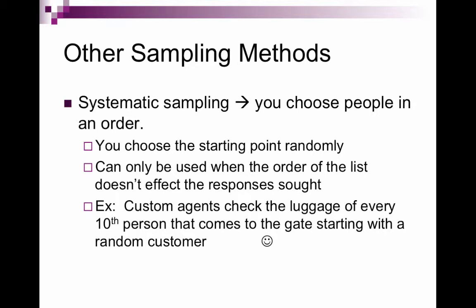For example, customs agents check the luggage of every 10th person that comes to the gate, starting with a random customer. So they randomly decided to start with the 7th person, so then they're going to check every 10th person after that. That's a systematic sampling. If they were to check the carry-on luggage of people as they were entering the plane, a systematic method might not work, because the people who have a first-class ticket get on first. So that might not work because the order that the people are getting on the plane might have an effect.